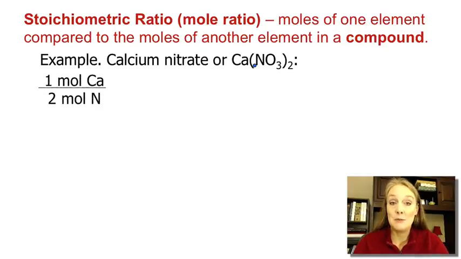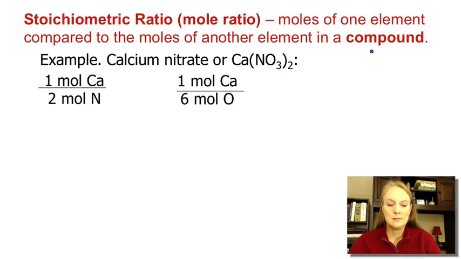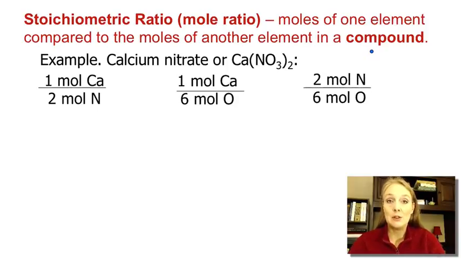We can write a whole bunch of mole ratios using this information. For example, I can see that there's 1 mole of calcium for every 2 moles of nitrogen, because the 2 here would be multiplied times the 1 for the nitrogen. Similarly, I could say that there's 1 mole of calcium for 6 moles of oxygen, and I can also say that there's 2 moles of nitrogen for 6 moles of oxygen, or I could say 1 mole of nitrogen for 3 moles of oxygen. All of these are simply ratios that I've gotten from looking at the compound's formula.